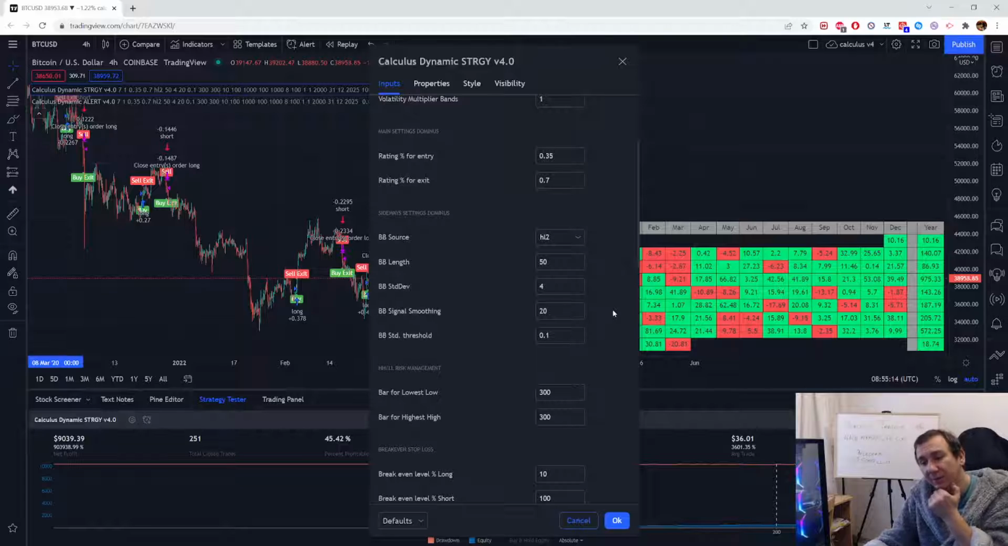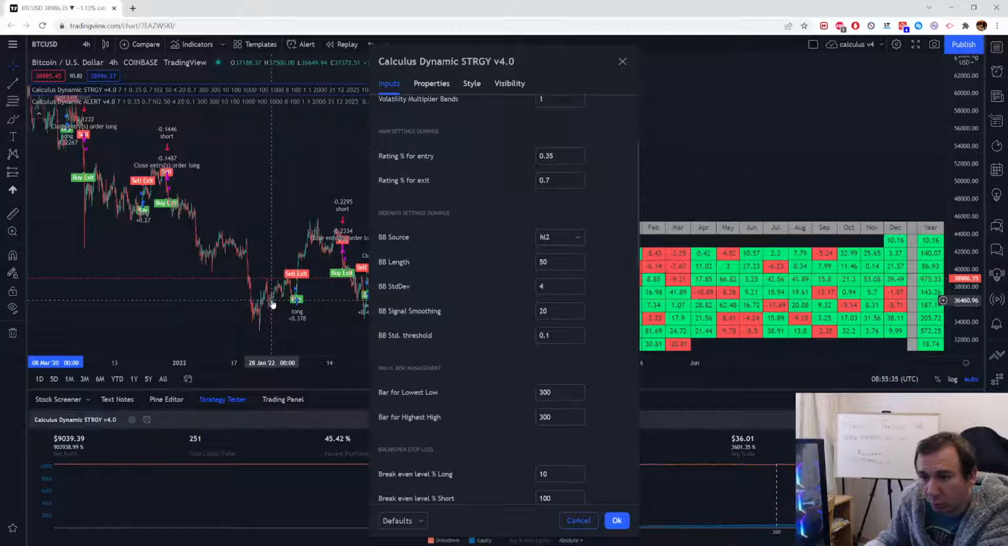Then a very, very important and new part, which I'm going to have to explain. Let's say you want to go for the different types of risk management that we have. In this case, HHLL means highest high, lowest low. For the long, we are going to take into account the lowest low bar, and for the short, we are going to take into account the highest bar. Don't worry, I'm going to explain right now how this works.